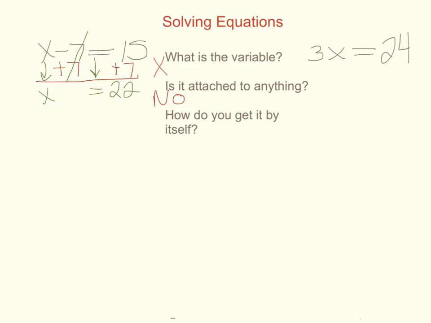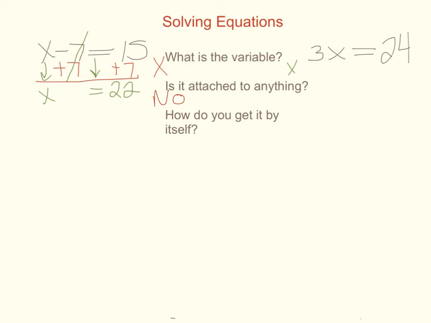On the other side, I'm going to answer the same questions again. What is my variable? My variable is x. Is it attached to anything? In this case, you can see that the 3 is attached to x. This says 3 times x. The multiplication sign is invisible.